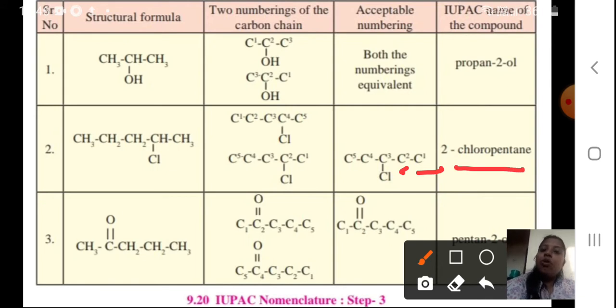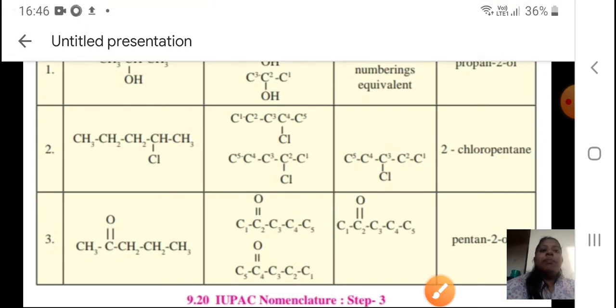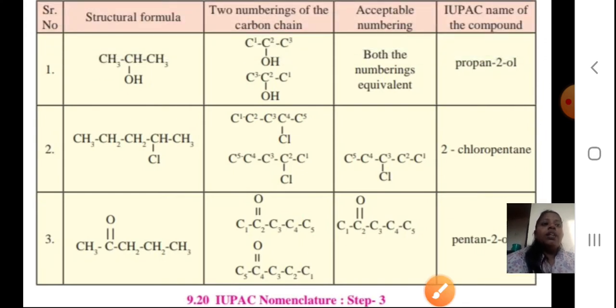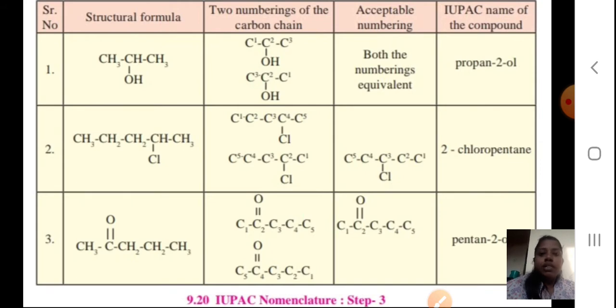Okay, students, I hope you understood how we are going to do numbering. Now here also I'll start the numbering from here, 1, 2. You will see the numbering as I am telling you, right? And how I am going to write, pentan-2-ONE, and you will write it with a dash. Okay, how to write, you have understood. In this way only you will write, then only you will get the marks.